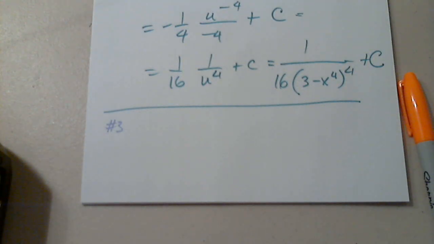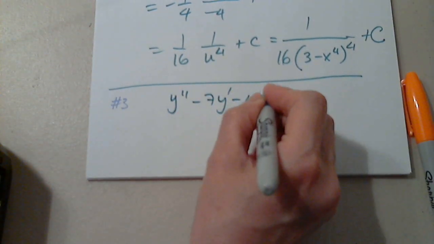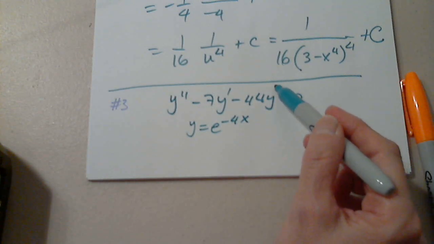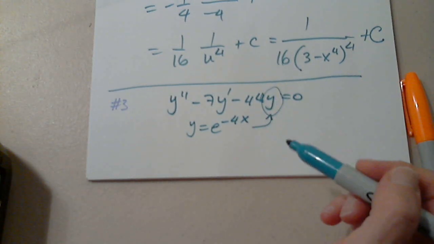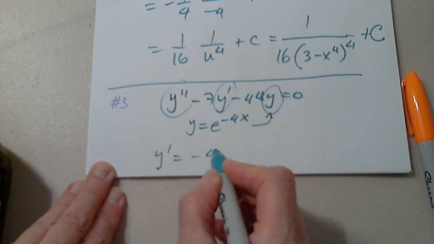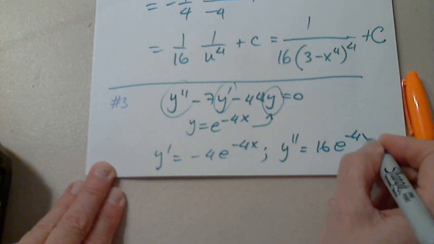To check if a function is the solution of a differential equation? Yes, ma'am. Okay. So we did this problem in class with different numbers, if you remember. So y equals e to negative 4x. We have to find the derivative and the second derivative. The first derivative will be negative 4 e to negative 4x, and the second derivative will be 16 e to negative 4x.